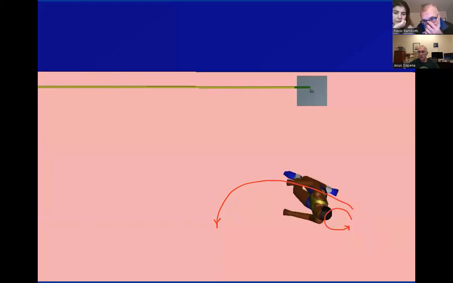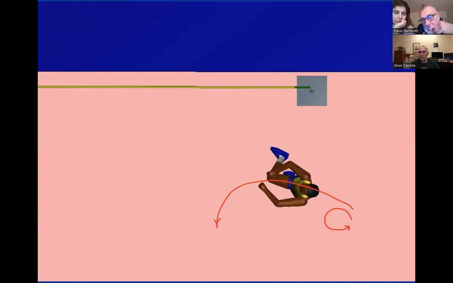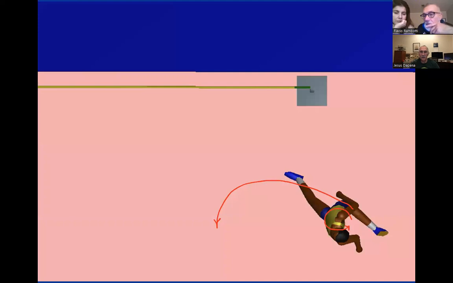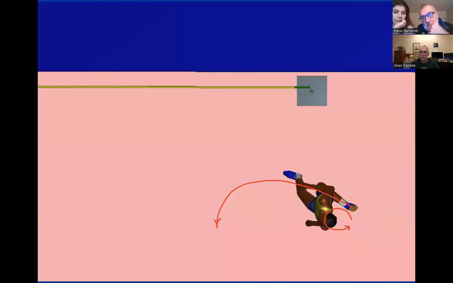This is an animation. See the right leg, how it goes? Goes across the body. So the right leg goes forward, forward, forward, and across the body.